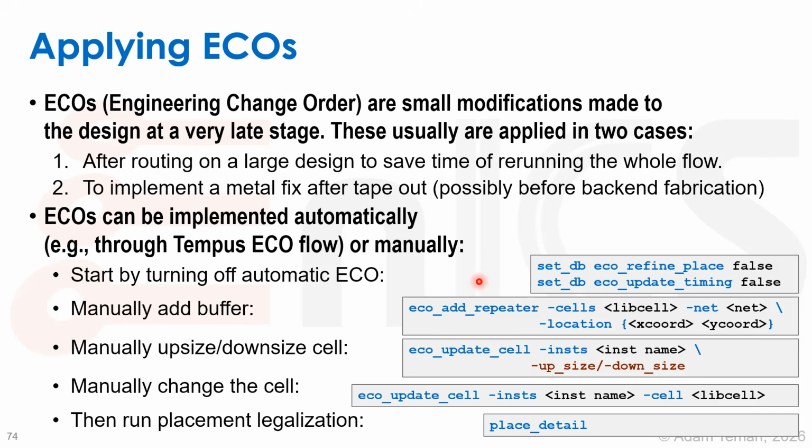So this is just a real small taste of what we can do with manual ECOs. Again, there's a Tempus ECO flow. We'll take our timing from Tempus and it will provide us with a script that we can bring into Innovus and run our ECOs. And the tool will also do a lot of things by itself.